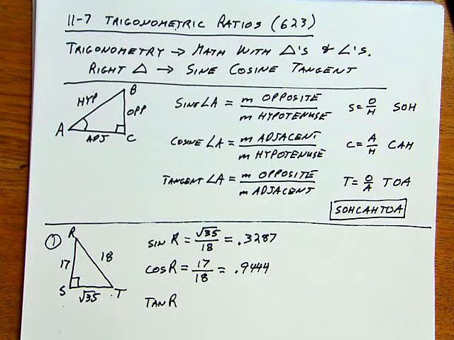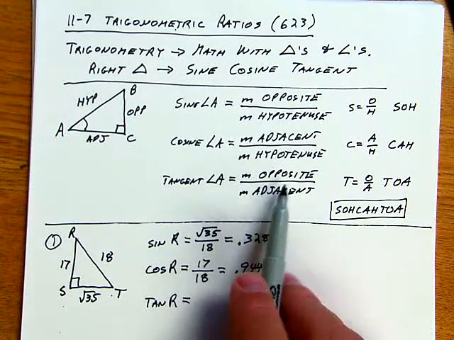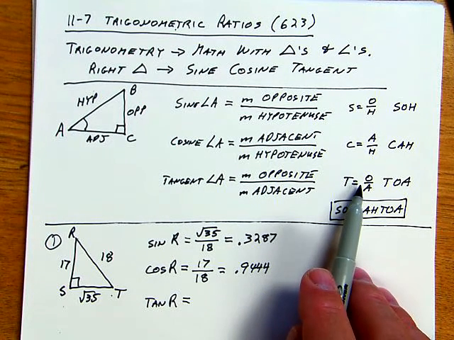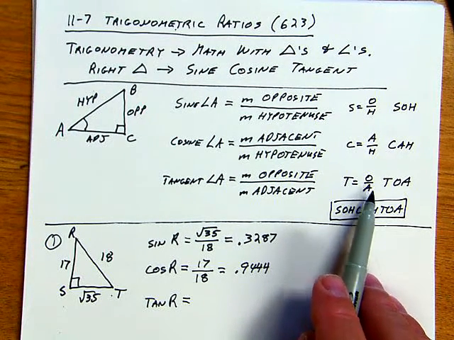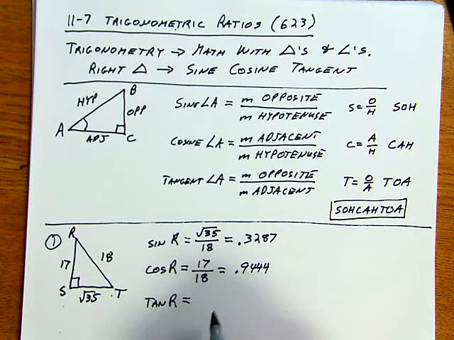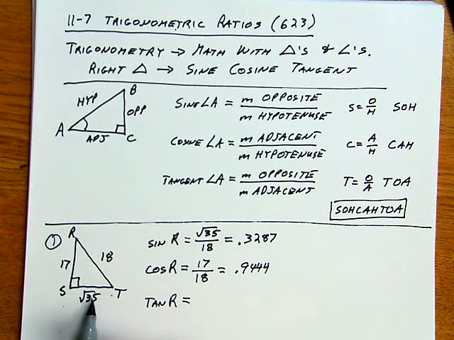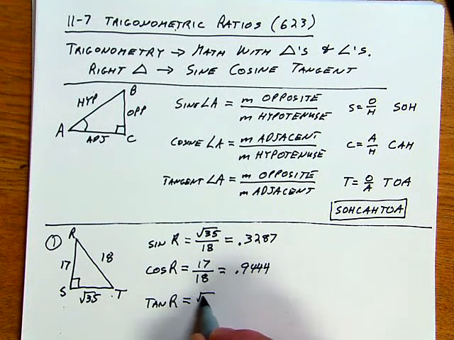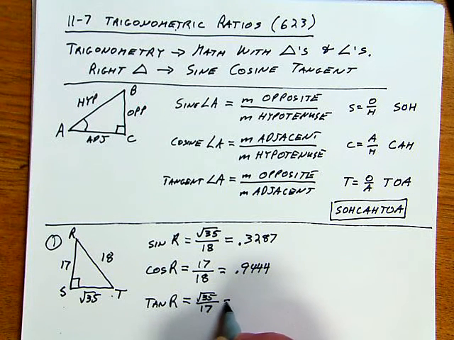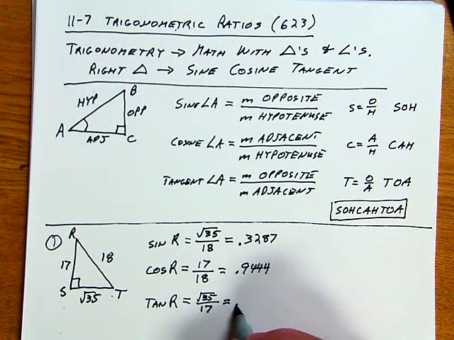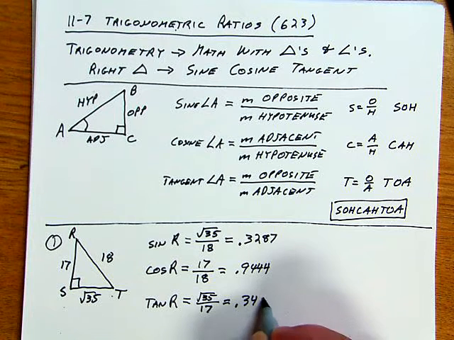And finally, let's do tangent of R, abbreviated with TAN. Tangent, come back up here and look, SOHCAHTOA is opposite over adjacent. Opposite, in this example of R, is square root of 35, and adjacent is 17, and when you calculate that out, you get 0.3480.